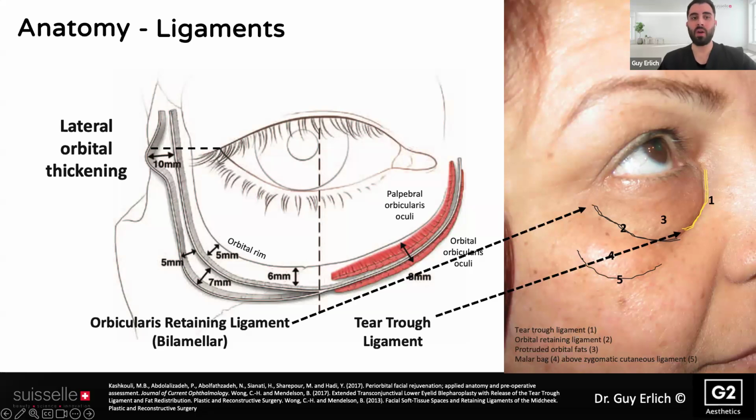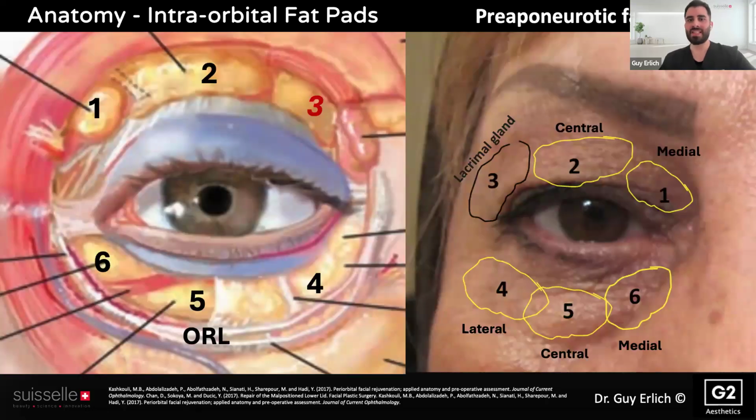When we are going more superiorly to the lateral orbital thickening, the lateral orbital thickening is a thickening of this bilaminar layer. It does not have any difference from the orbicularis retaining ligament in the origin, in the insertion, and thereby also in the indication. So bear in mind these two different anatomical properties of these structures. Let's go a bit into fat pads. The first important fat pads that I want you to know and to appreciate are the intraorbital fat pads. We also call it the preaponeurotic fat pad.